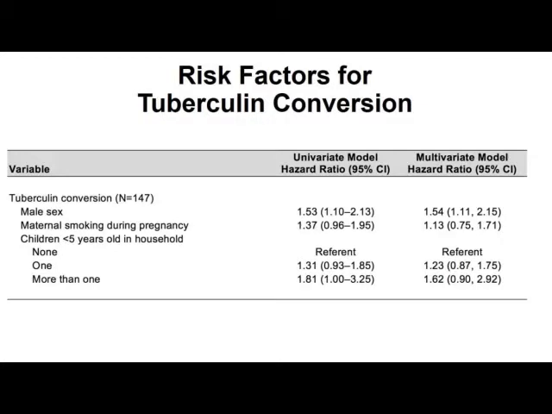My second objective was to measure some risk factors for tuberculin conversion. So in univariate analysis, maternal smoking during pregnancy was a risk factor, but it was not statistically significant. Male sex was a risk factor, which is interesting. And also the number of other children in the household below 5 years of age. If you had more, then that was a risk factor. But after multivariate analysis, only male sex was a risk factor.